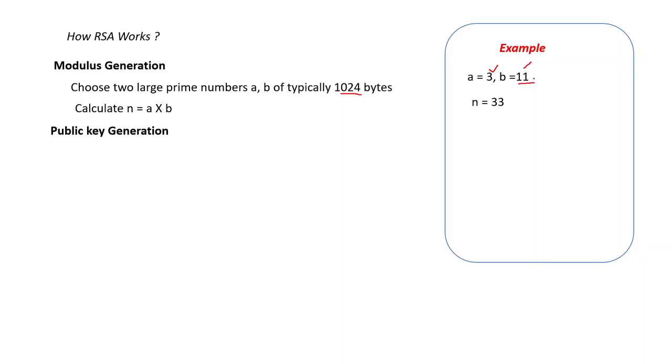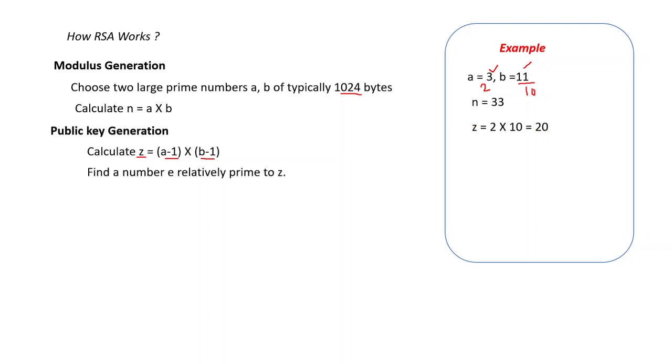Next, we need to generate the public key first. We calculate another number z, which is equal to (a minus 1) into (b minus 1). In our example, a minus 1 is 2 and b minus 1 is 10, so our z will be 20. Next, we have to find a number e which is relatively prime to z. That is, the greatest common divisor of e and z is going to be 1. They don't have any common factor other than 1.